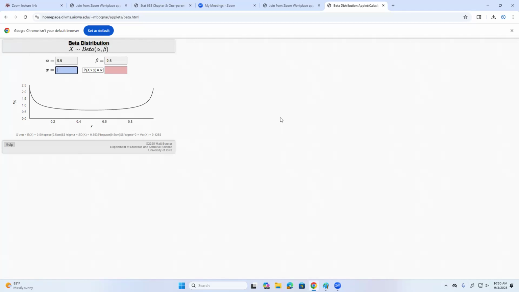So it is not uniform. It is not non-informative all the time. Remember, in this particular case, it is informative. In some other cases, it will be non-informative.